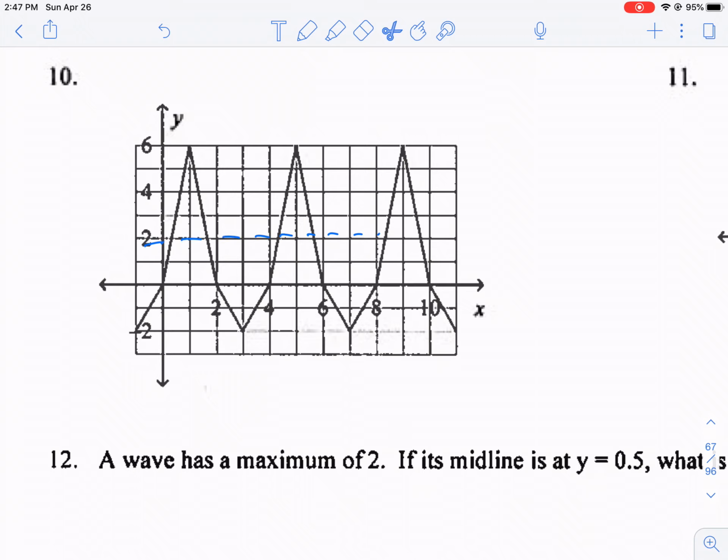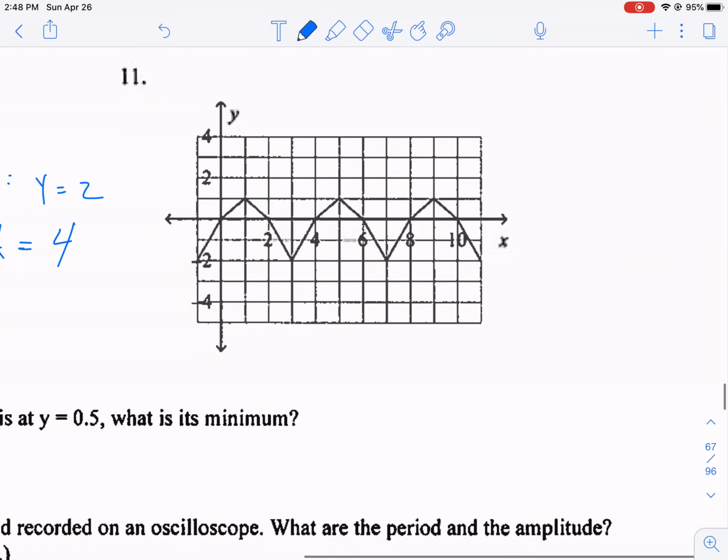So that puts our midline right here at 2. That's going to cut the graph in half. So my midline is at y equals 2. My amplitude is that distance here, so it's going to go 4 above or 4 below. So my amplitude is 4. Notice the midline is an equation where the amplitude is just a number. Okay.